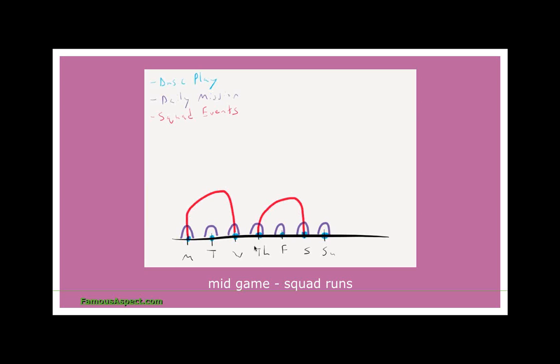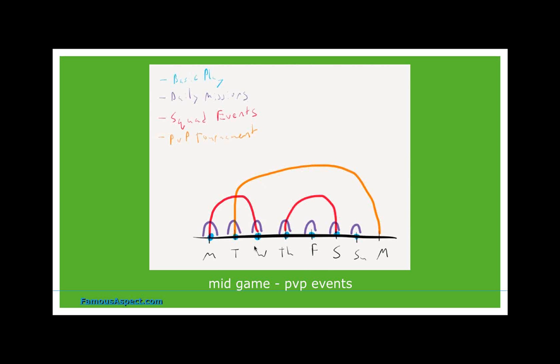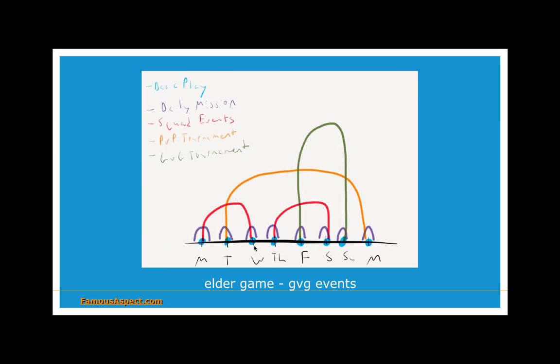And then as they get into the mid-game, they're going to be incentivized by these mid-level squad runs, these squad events that are 3-day events that take place twice a week. Once they start to become an elder player, they're going to start participating in PvP tournaments that are week-long events with high stakes and high rewards that drive engagement and monetization. And once they become a real elder player, there are guild versus guild events, limited-time 1-day or 3-day events every weekend that are huge drivers for revenue and monetization.